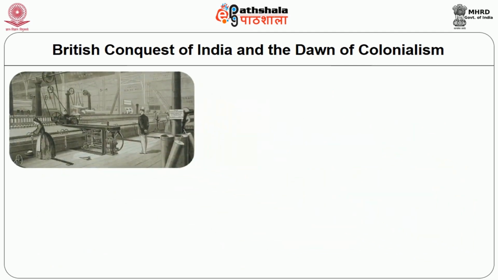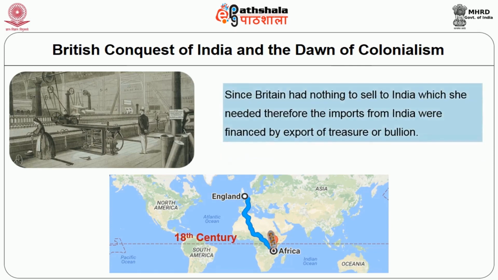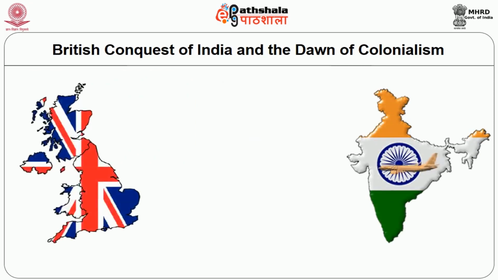Indian textiles constituted the single largest item with which the slaves were paid for, accounting for about 27% of all goods shipped from England to Africa during the 18th century. Since Britain had nothing to sell to India which she needed, the imports from India were financed by the export of treasure or bullion. At this stage, India was fully compensated for the growing export of its commodities, even though the compensation may have come relatively cheap to Britain.